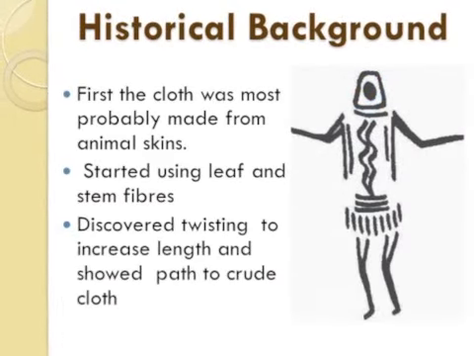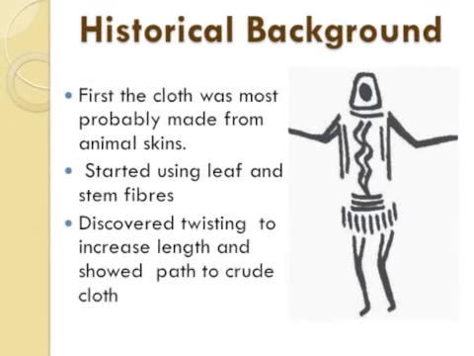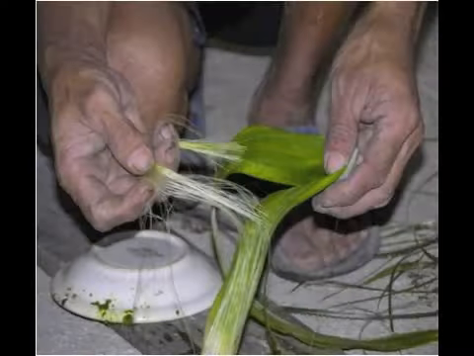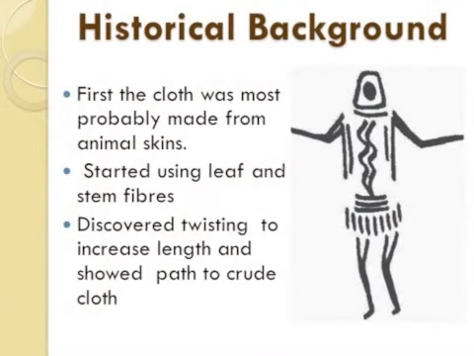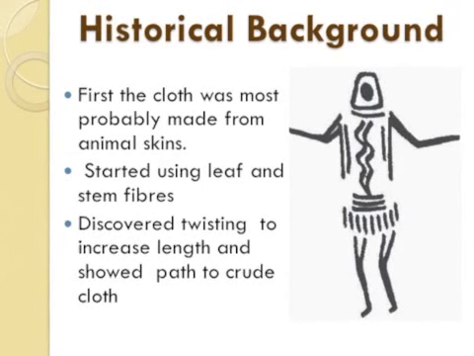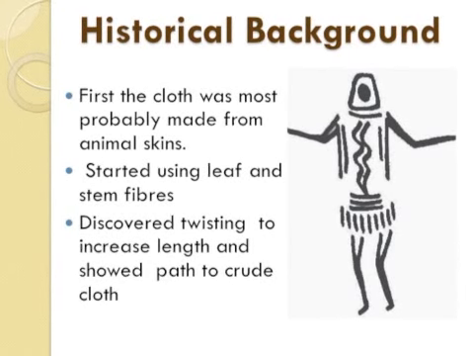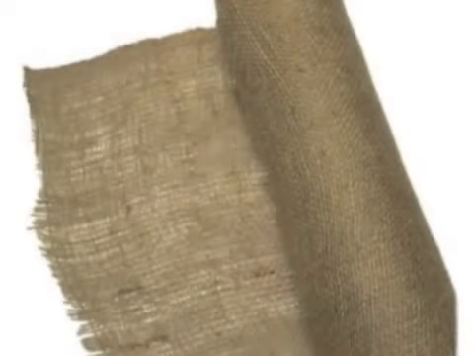Historical background. First, cloth was most probably made from animal skins. They started using leaf and stem fibers, and later the primitive man discovered that by twisting these fibers, it increased the length as well as the strength of the fiber, which actually showed the path to crude cloth.